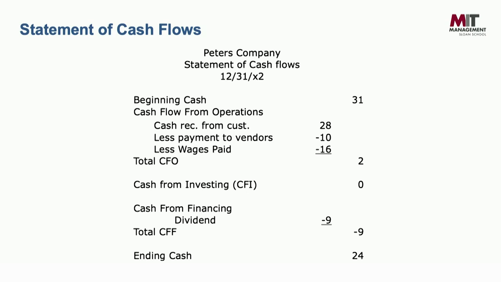We had cash flow from our operations at 2, which consisted of the cash that we got from our customers, less the cash payment that we made to our supplier or our vendor, less our cash wages payable. And then finally, we have a cash flow from financing, which is the dividend, which gives us ending cash.